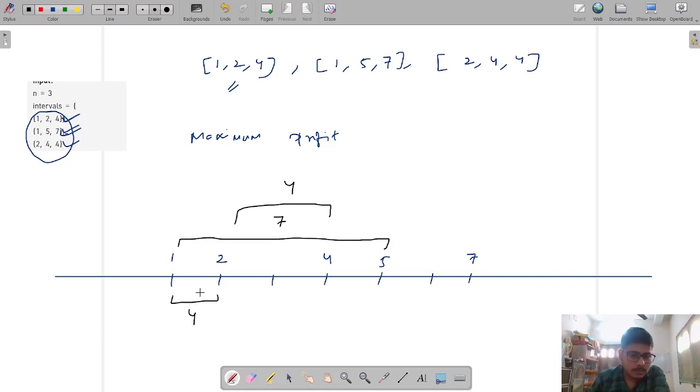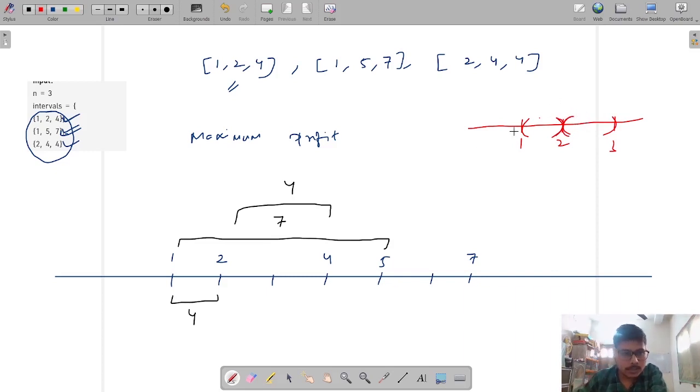So what does that mean? Look here. Suppose this is an interval 1 to 2 and 2 to 3. I will say these are non-overlapping intervals. Someone is ending at 2 and someone is starting at 2, some interval. So it will be a non-overlapping interval.